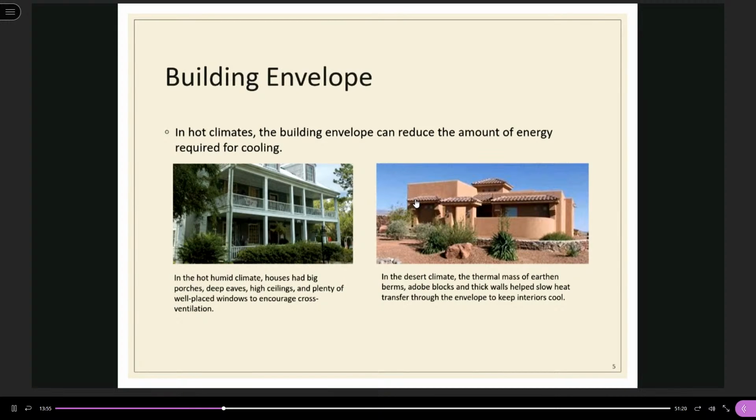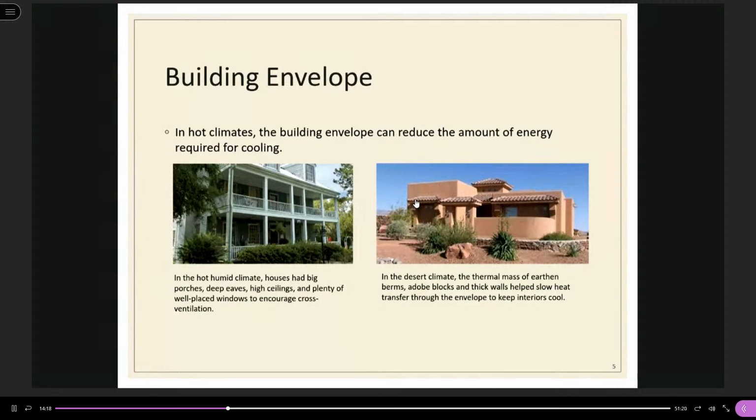So these building envelopes help slow heat transfer through the envelope to keep the interiors cool. So they will make use of thicker walls with good insulation, and they will have sun shading. So you can see these eaves, these horizontal shadings. It is to block the direct sunlight.